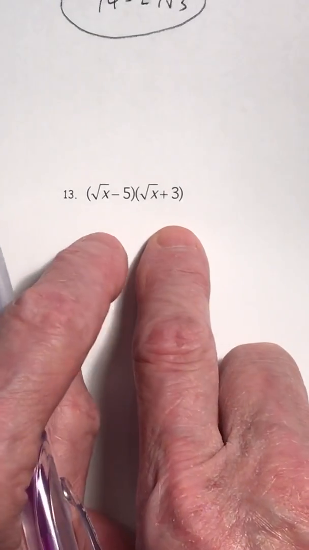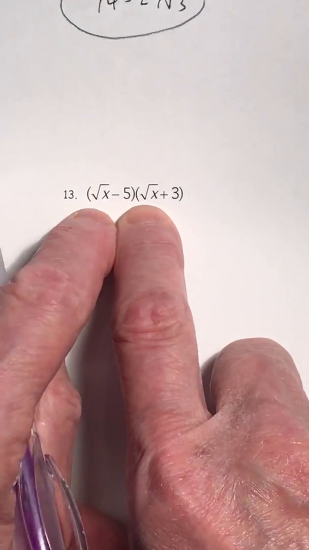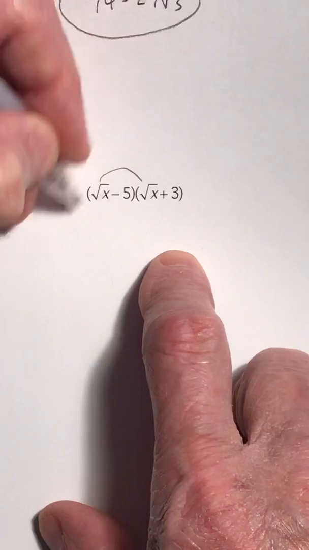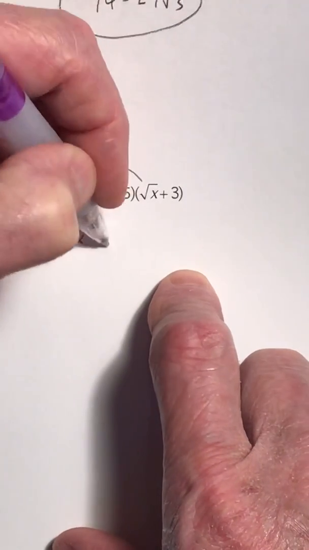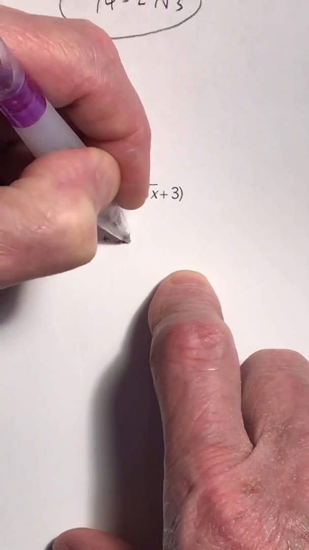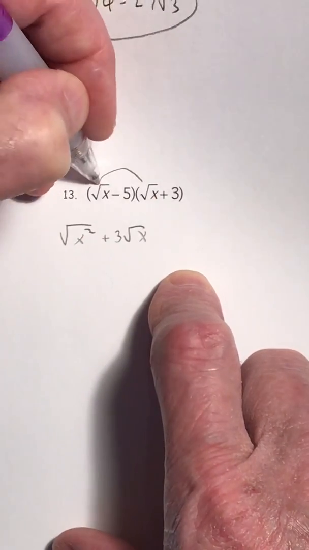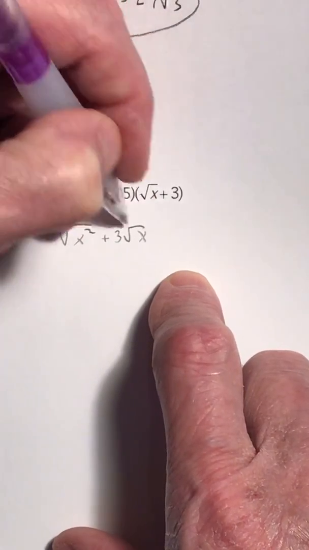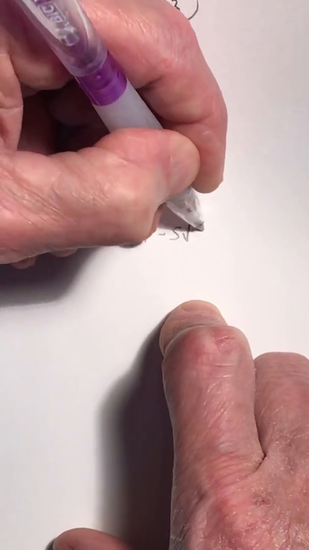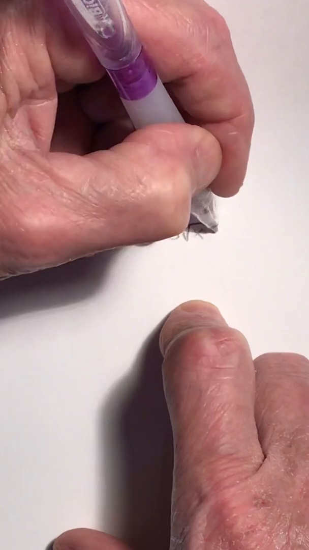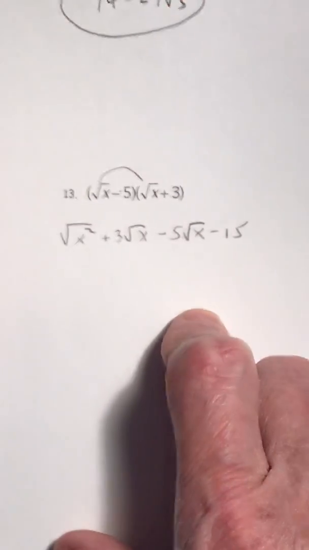One more FOIL thing here. Root x times root x makes root x squared. Then root x times plus 3, we get 3 square root x. Done with the root x. Now with minus 5 times root x, I got minus 5 square root x. And then minus 5 times plus 3, I got minus 15.